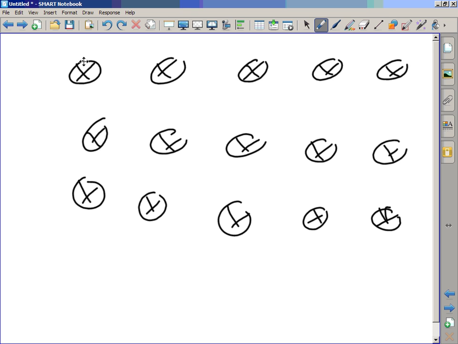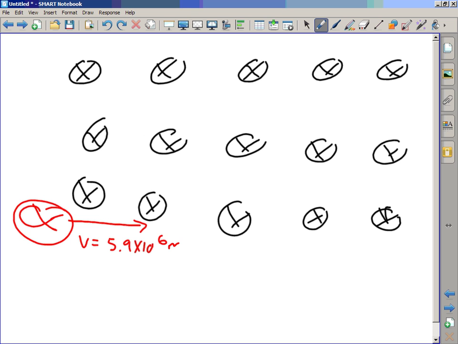a charge. Let's do, if you will, an alpha particle. An alpha particle is shot in at a velocity of, I don't know, let's use 5.9 times 10 to the 6th meters per second. That's pretty quick.